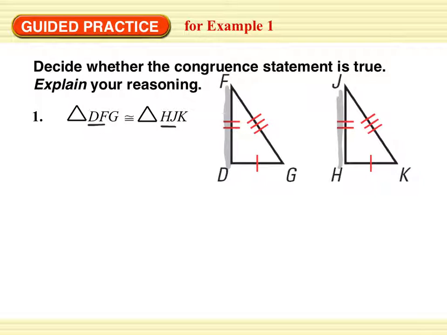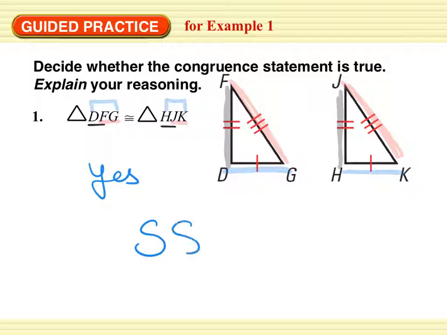So far so good. Then the last 2 letters of each one is the FG and the JK. Notice they both have 3. So far everything's matching up. And now I'll do the last and the first letter. So side DG has 1, and so does HK. So because I have shown that all 3 pairs of sides are congruent, they have the same congruency mark, I can say yes, the statement is true, and my reasoning is I'm using the side, side, side postulate.